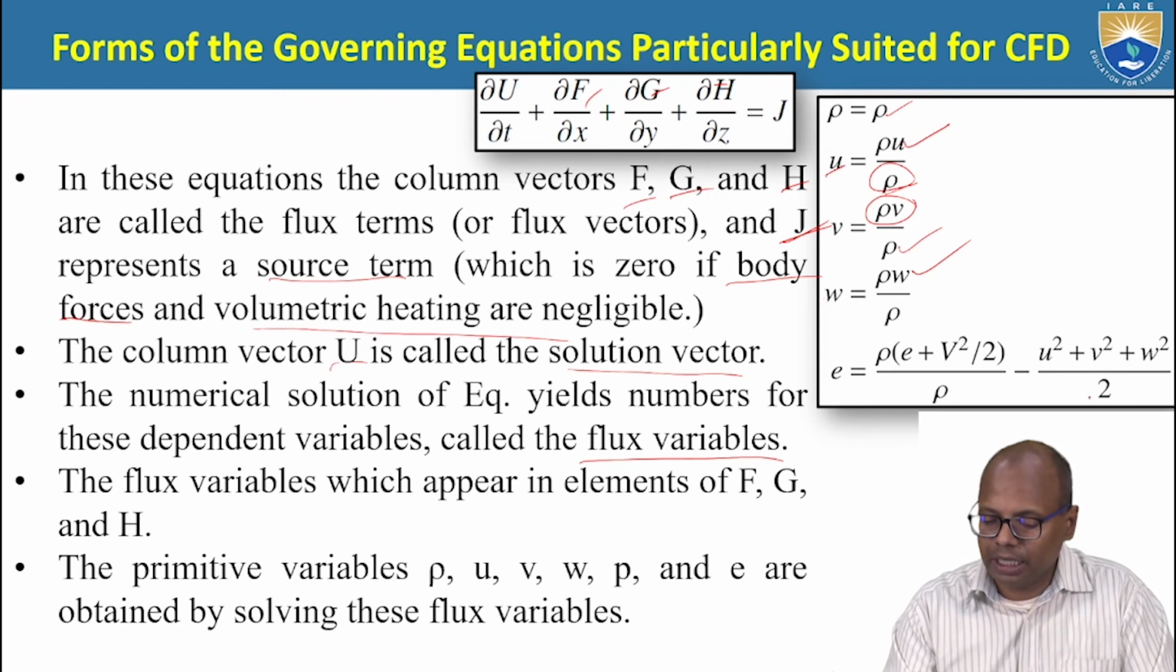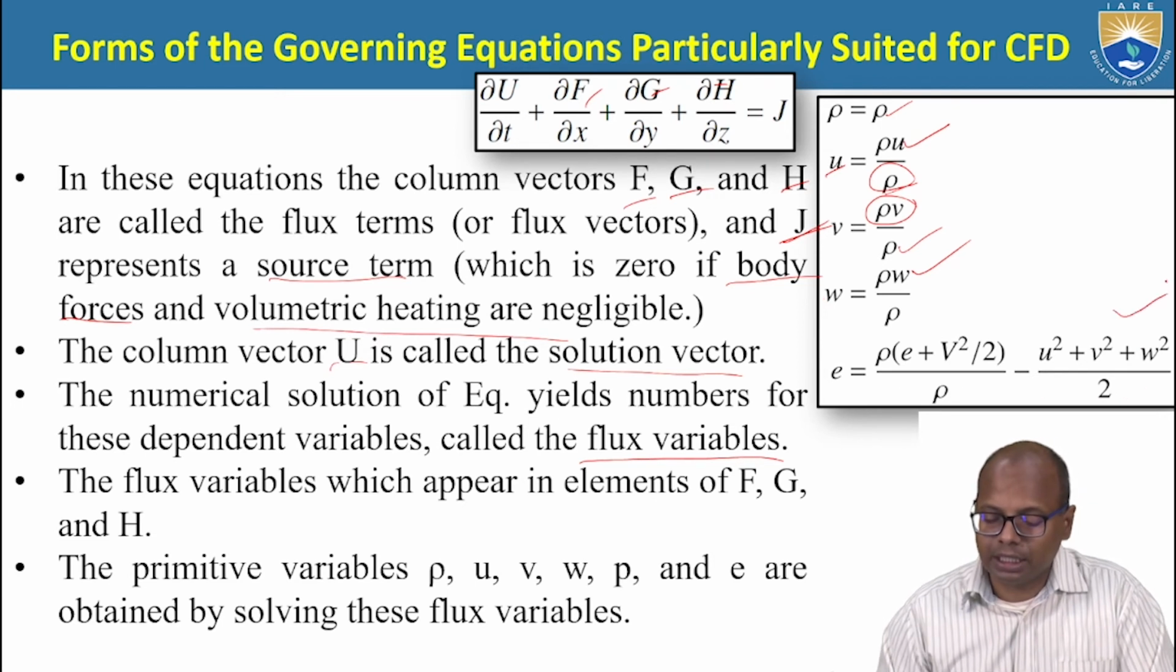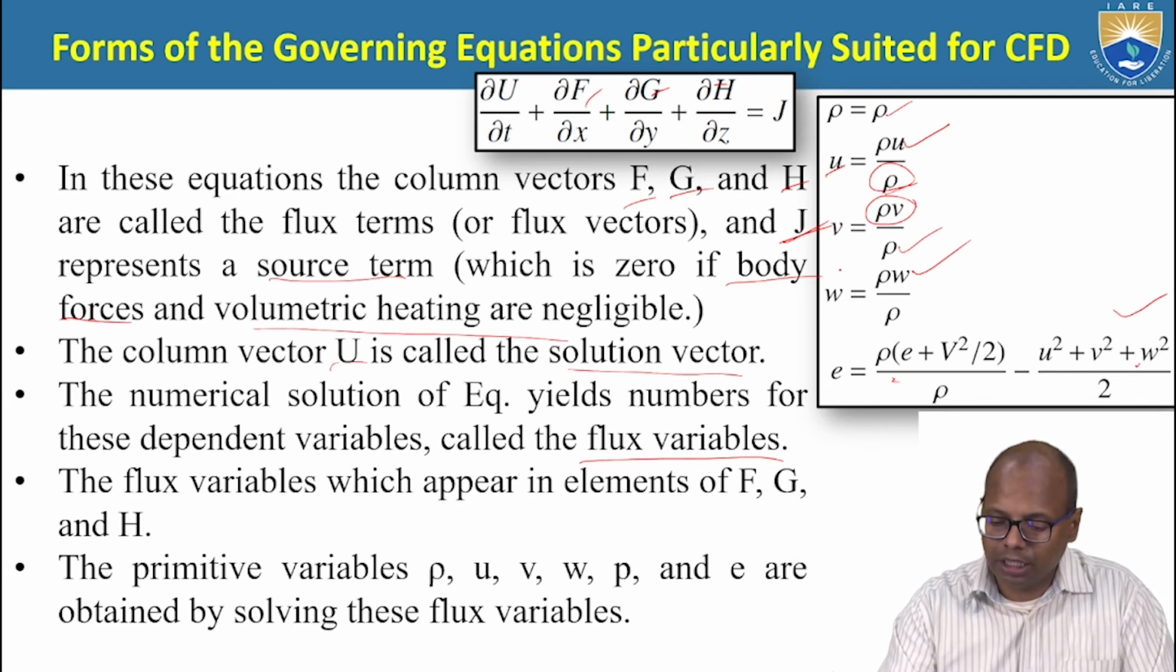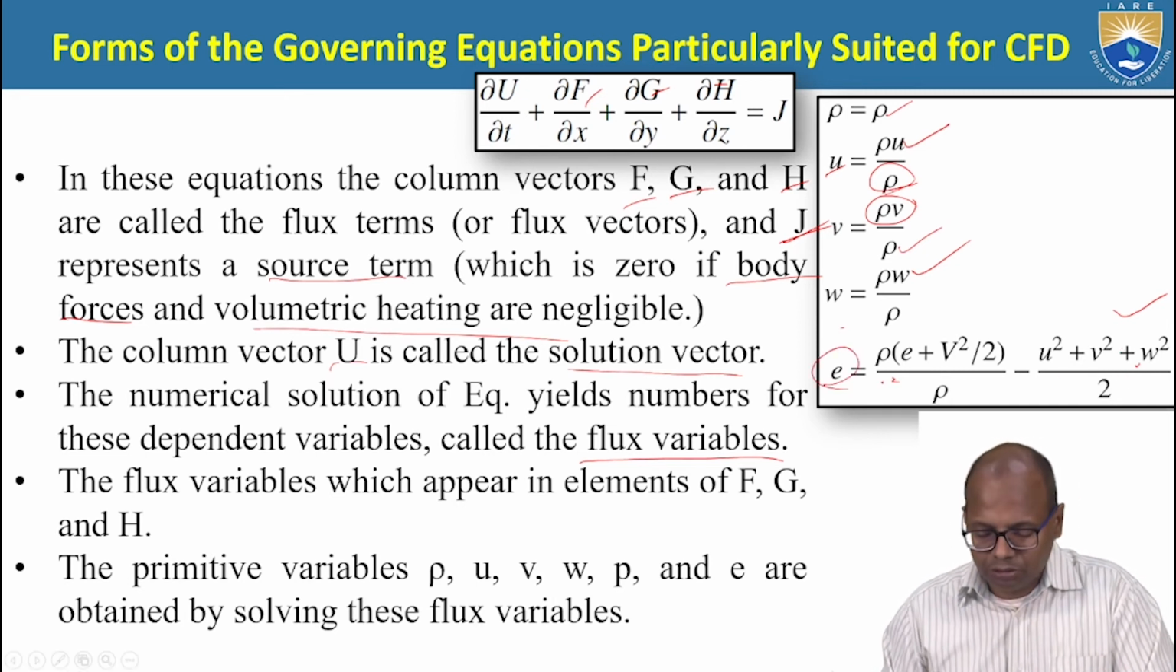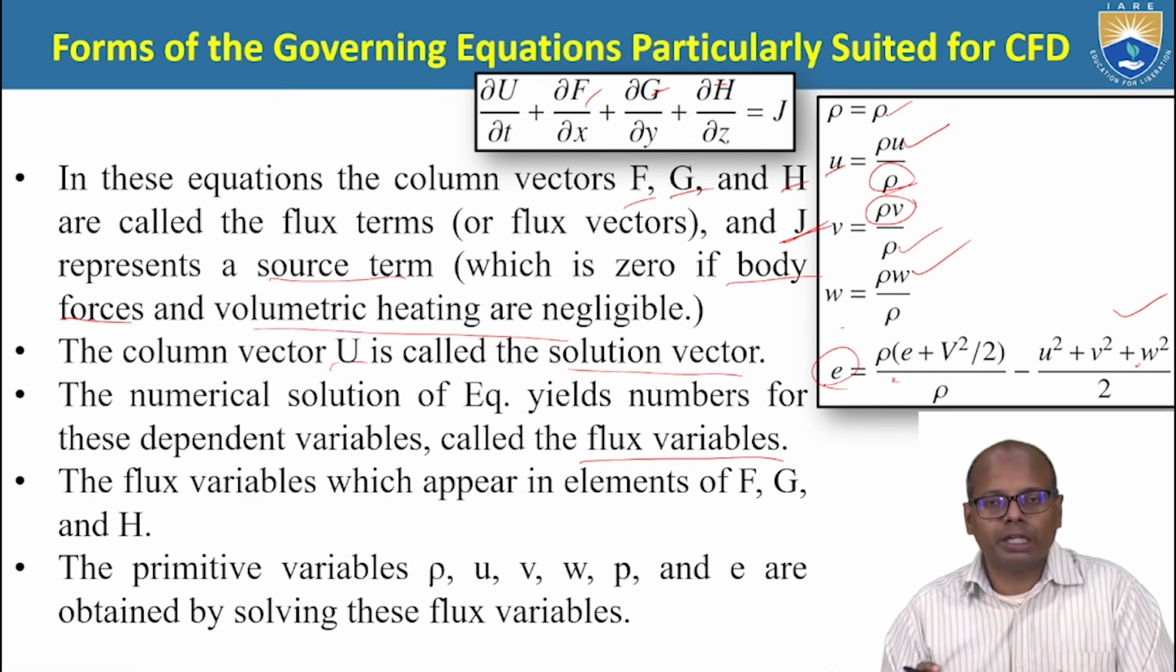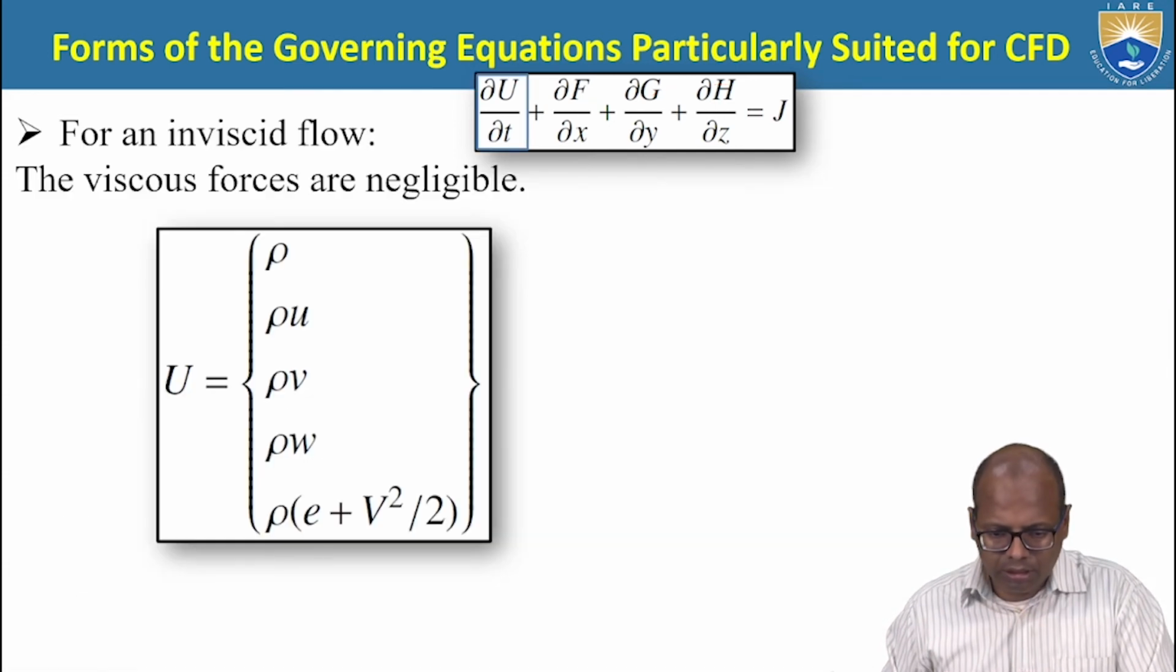And this is the energy flux minus the kinetic energy. Because I have already found U, V, W, if I eliminate the kinetic energy from the energy flux, I can find out the internal energy. Okay. So this is the way I have to find out the primitive variables.